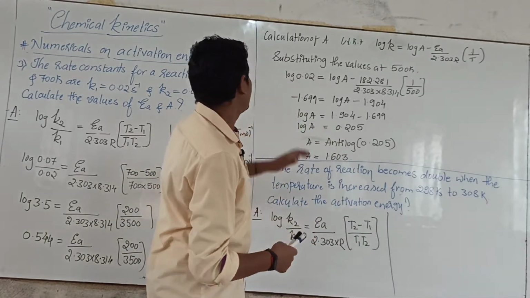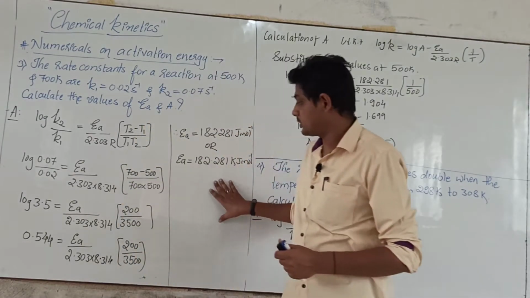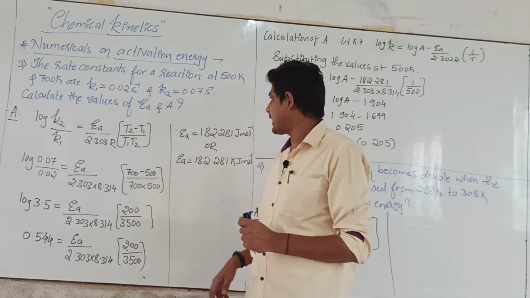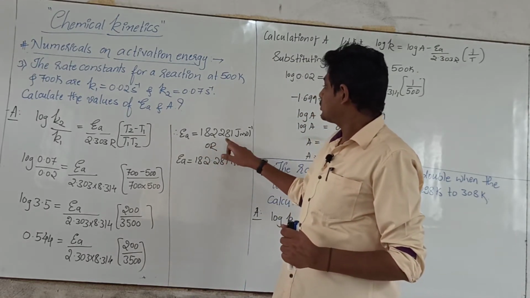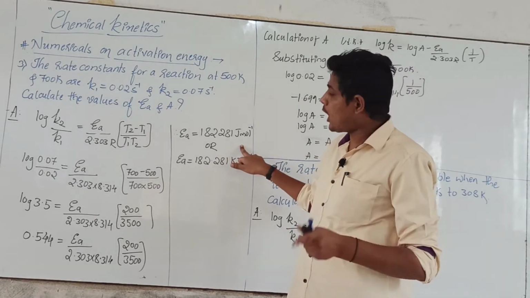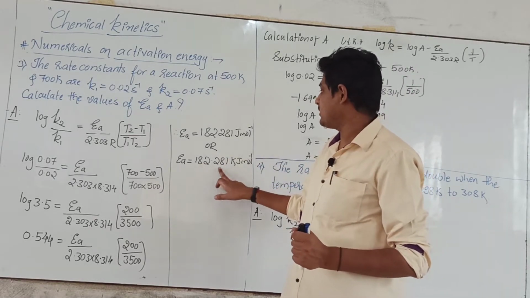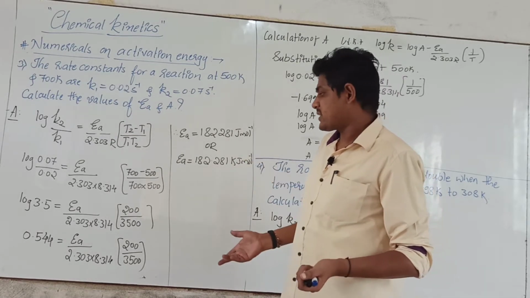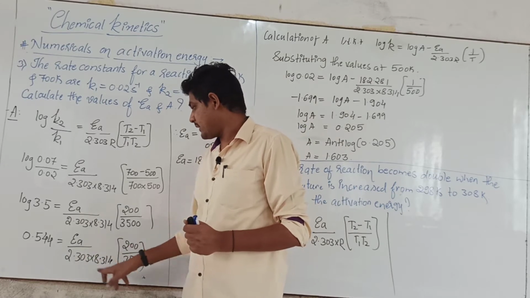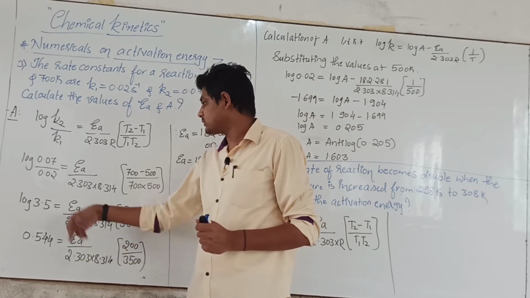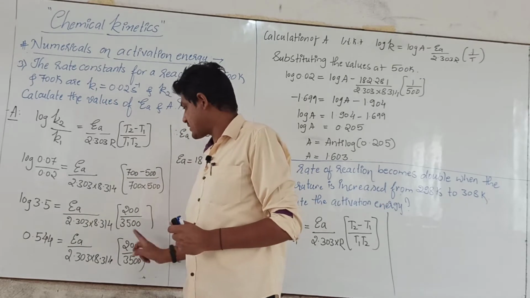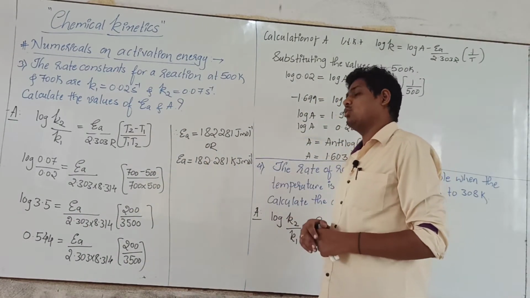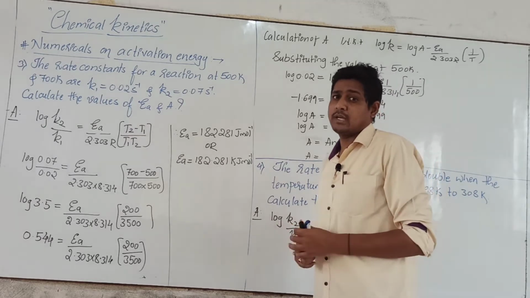Next, EA is equal to, so you simplify it, and your answer should be 182.281 joules per mole, or 182.281 kilojoules per mole. So these are the answers you should get. Simple mathematics: EA you keep on this side, and the things below will go to that side, multiplied, and this 200 is division. So your activation energy is 182.281 kilojoules per mole.